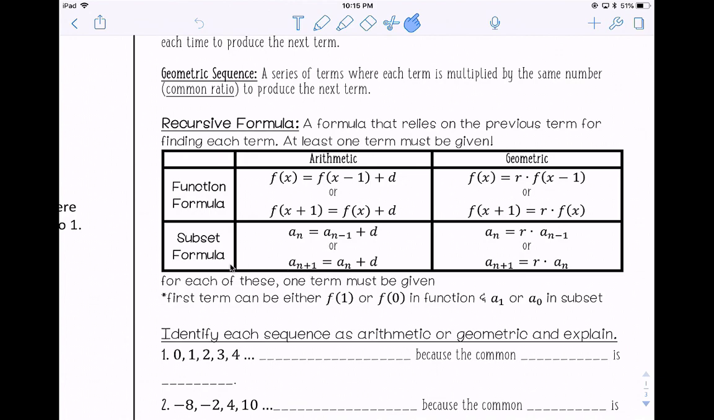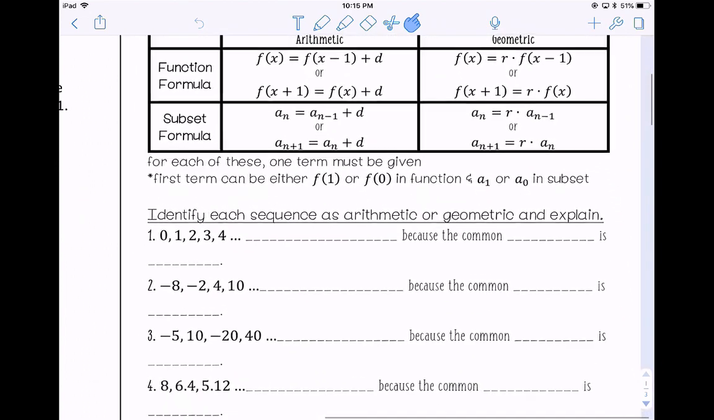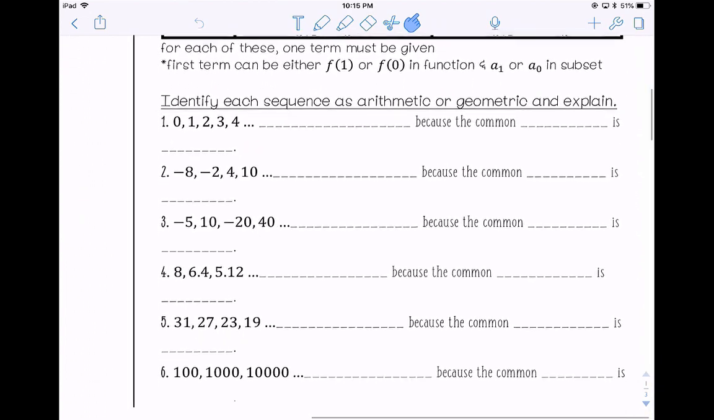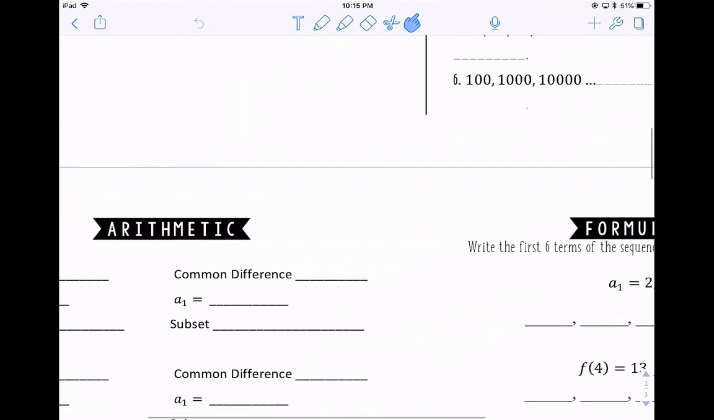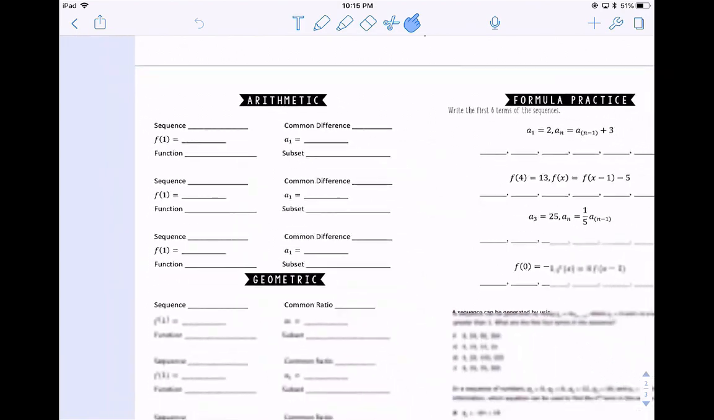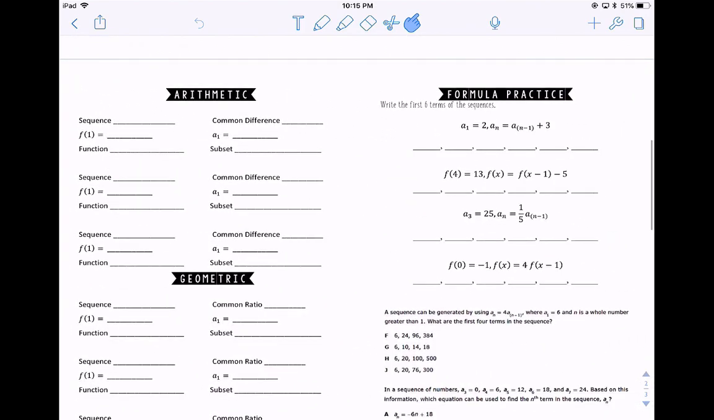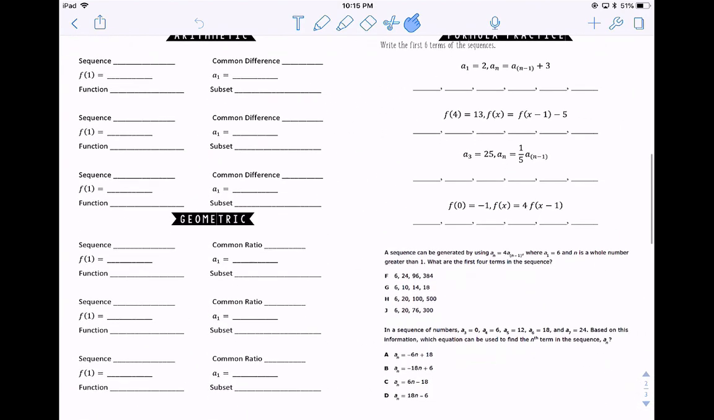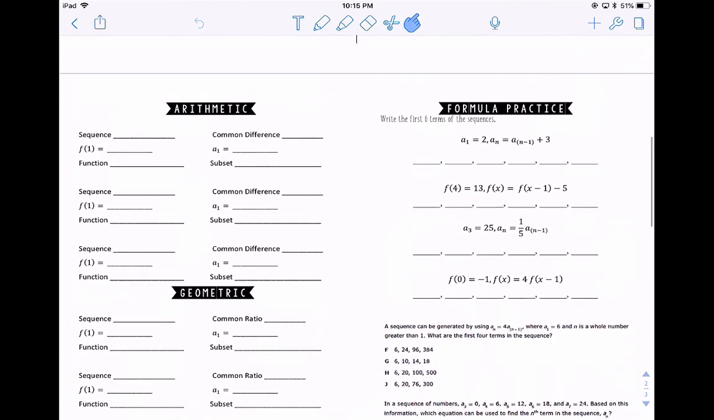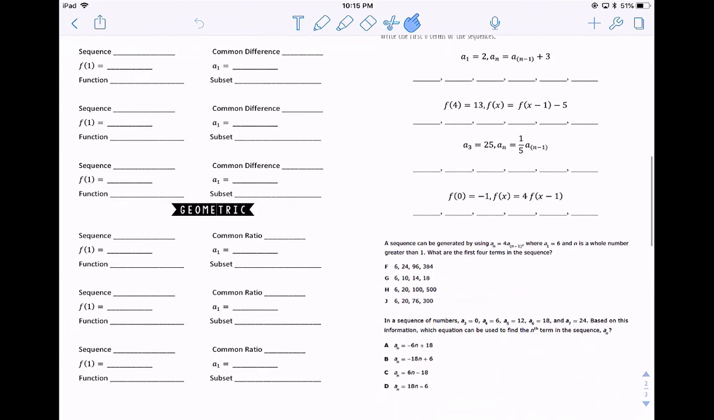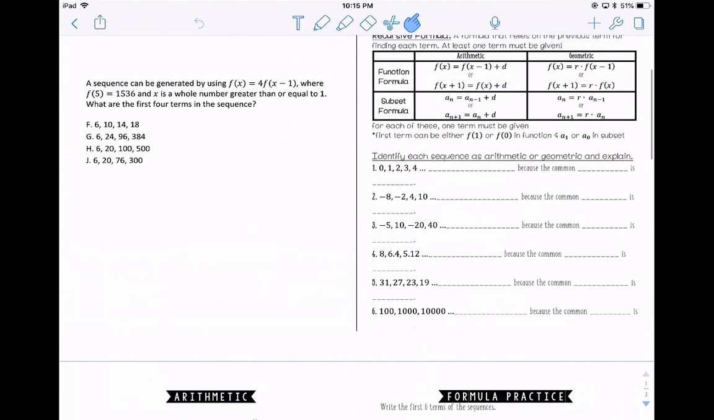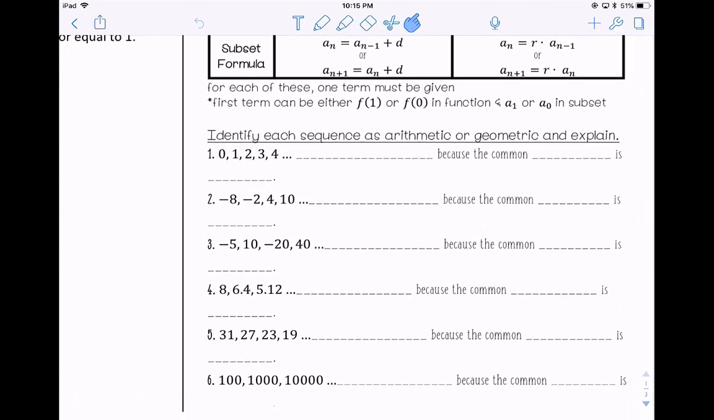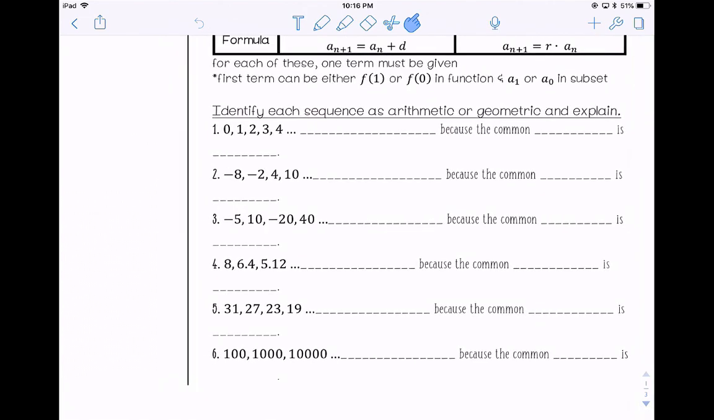All right, so the first thing we're going to do is identify each of these sequences as arithmetic or geometric, and explain that. Once we know what kind of sequence it is, we're going to put it on the next page. On the next page we have an arithmetic section at the top and a geometric section at the bottom. So we're going to list those sequences where it says sequence in the correct place, because then we're going to use it to write some function rules. Okay. All right, so identify each one as arithmetic or geometric and explain why.